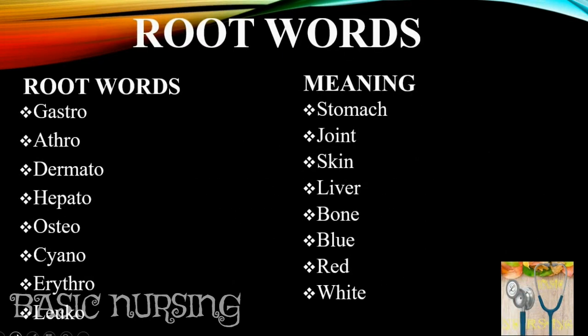Examples of root words and their meaning. We have gastro, meaning the stomach, arthro, meaning joints, dermato, meaning the skin, hepat, meaning the liver, osteo, meaning the bone, cyano, meaning the color blue, erythro, meaning red, leuco, meaning white.